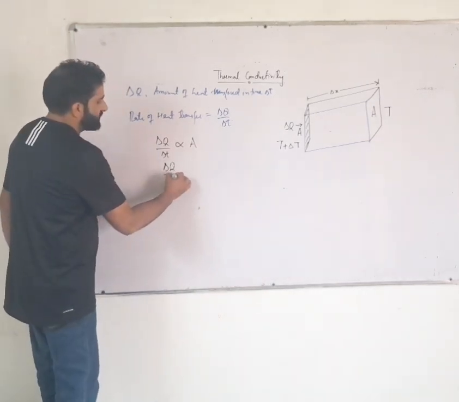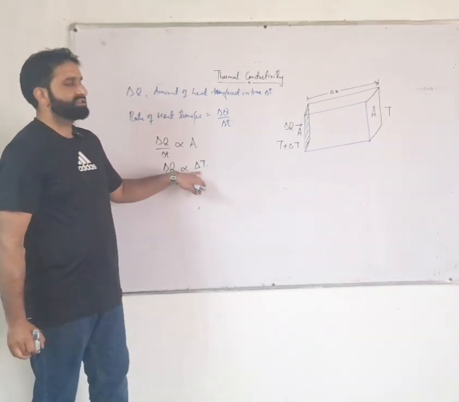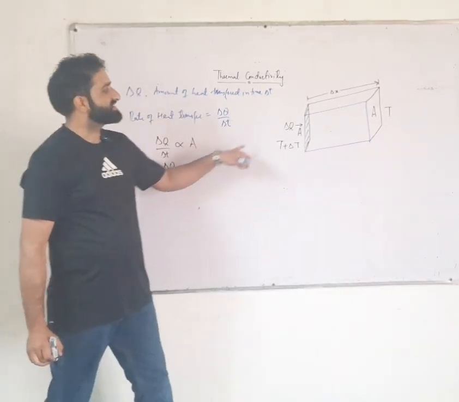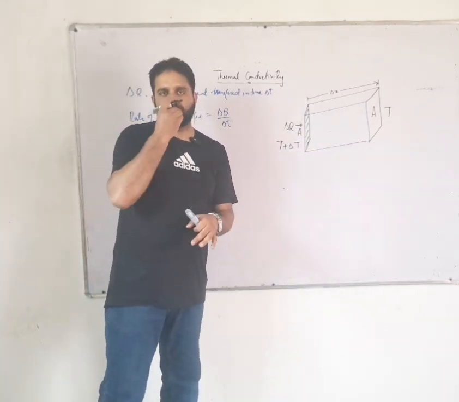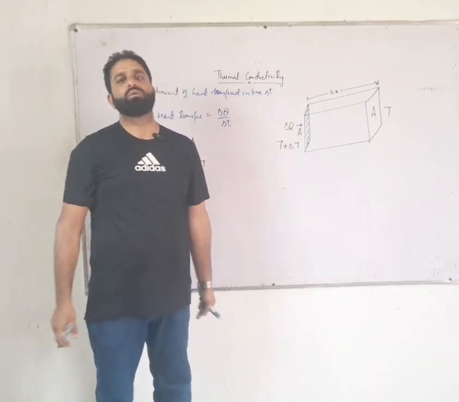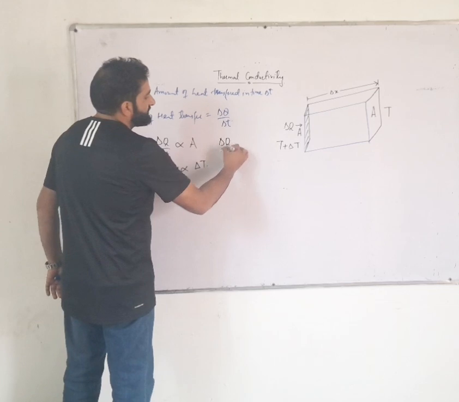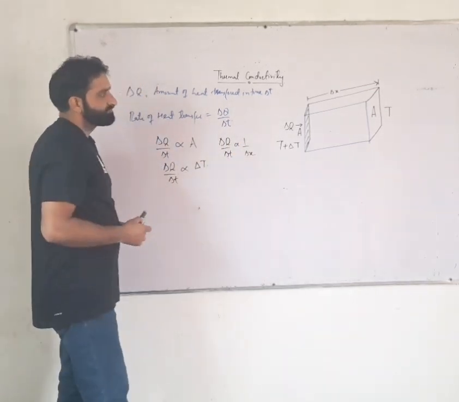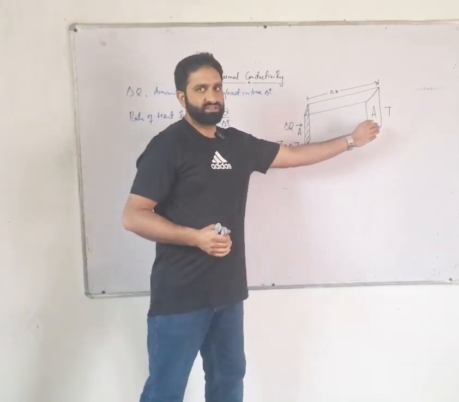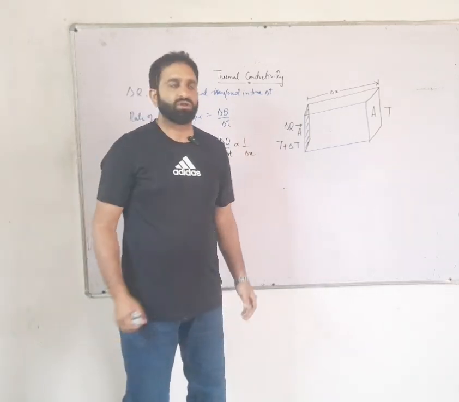This delta Q divided by delta t, that is the rate of heat transfer, is also directly proportional to delta T, that is change in the temperature or difference in the temperature. More is the difference in the temperature, more is the amount of heat transferred. Less is the difference in temperature, less is the amount of heat transferred. Now the rate of heat transfer delta Q by delta t is inversely proportional to delta x. That is, more is the distance between the two faces, less is the amount of heat transferred, less is the distance between two faces, more is the amount of heat transferred.